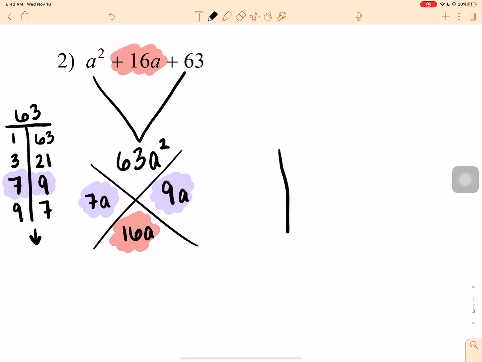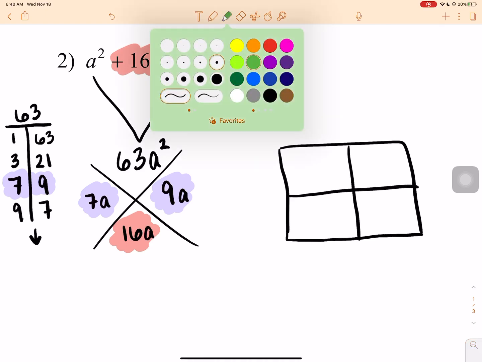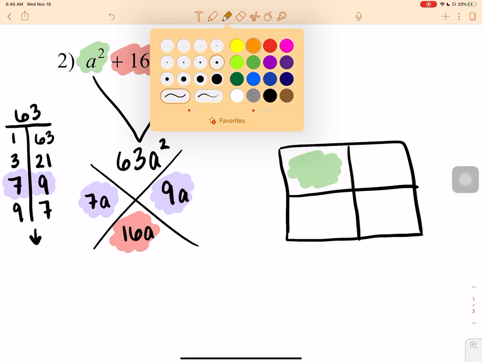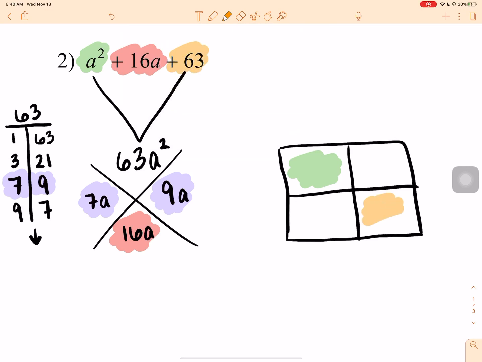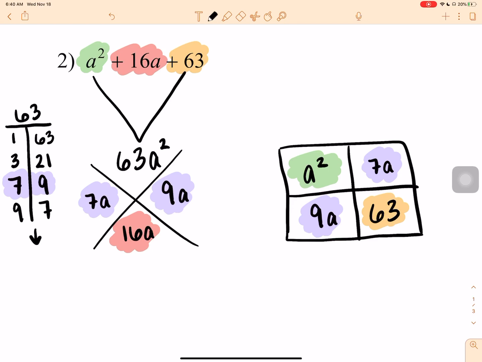So now I know, okay, yep, it is factorable, so I'm going to go and set up my area model. And remember that the first box is the a squared term. And then our bottom right is the 63. And then my factors go in the other two diagonals. There we go. Okay, so I want you to try to factor this on your own. Don't forget, you should be trying these on your own and then checking my video to help you and make sure that you did them right.